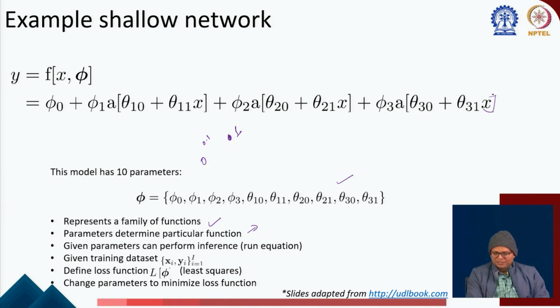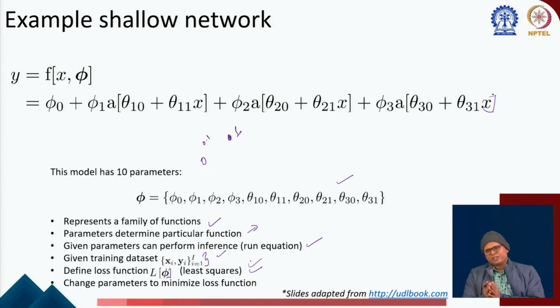Once you know the parameters, you can run the inference. You have training data, let's say I data points, and you can define a loss function, say least squares loss, and you change the parameters to minimize the loss. So whatever we learned in the last lecture holds true and generalizes across any model architecture. You redo the same things: get some data, define a loss function, minimize the loss function, and update the parameters accordingly.